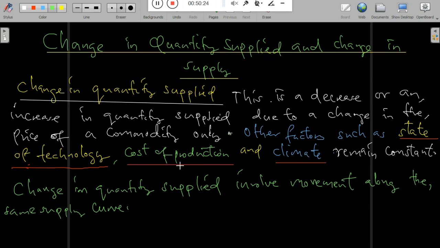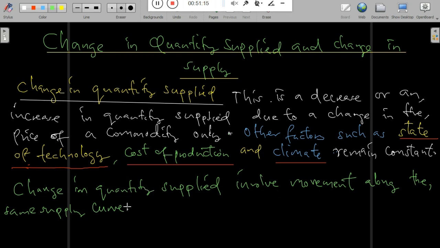So that is how we demonstrate change in quantity supplied and change in supply. What is the key difference between the change in quantity supplied and the change in supply? A change in quantity supplied is a decrease or an increase in quantity supplied due to the change in price of the commodity only. Other factors such as the state of technology, cost of production, and the climate remain constant.